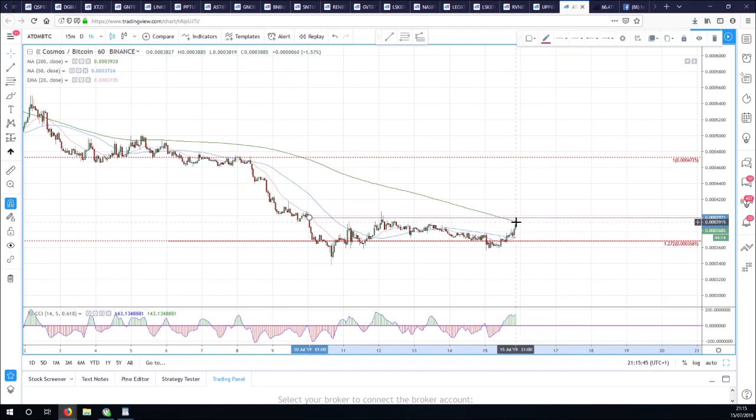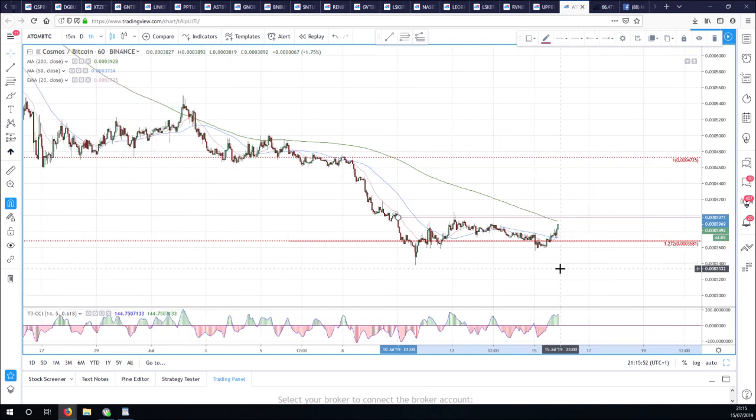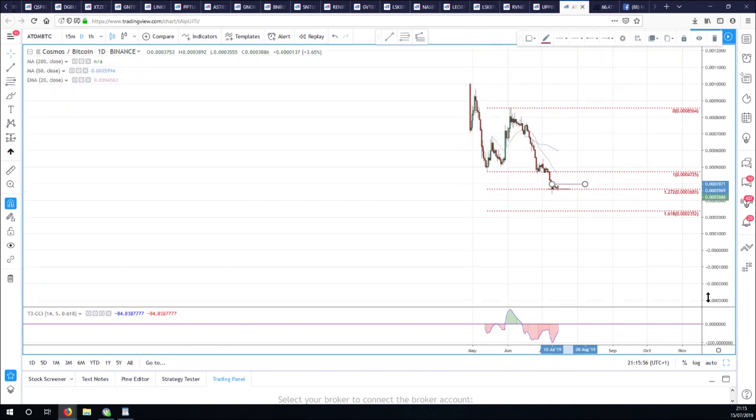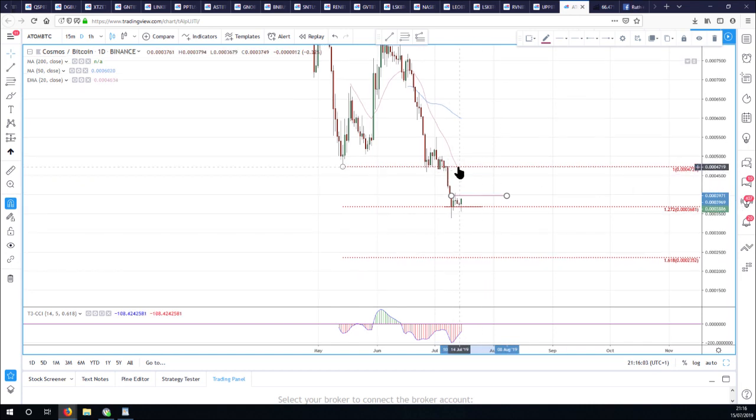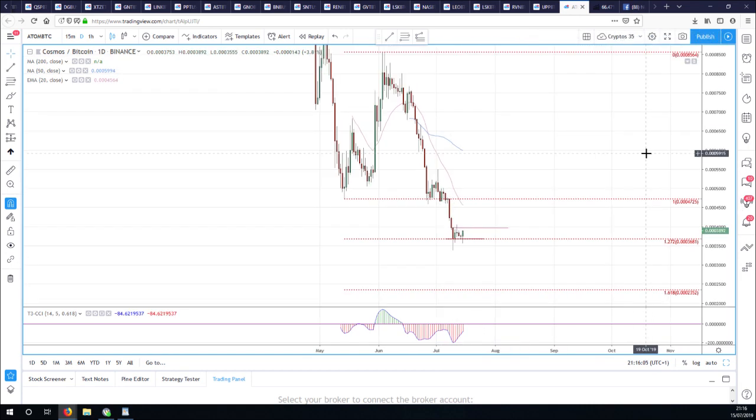I would say above the hourly 200 moving average or above this horizontal level at 3960, you are in good shape in Cosmos. Where are we going to rally to from here? Back to these previous lows. This is the structure that we should be headed for, and the daily 20 moving average at 4725. That would be my first target.